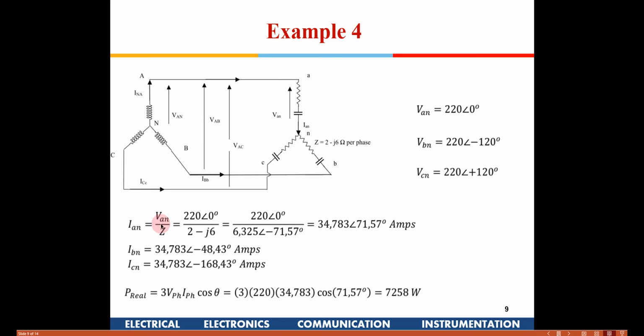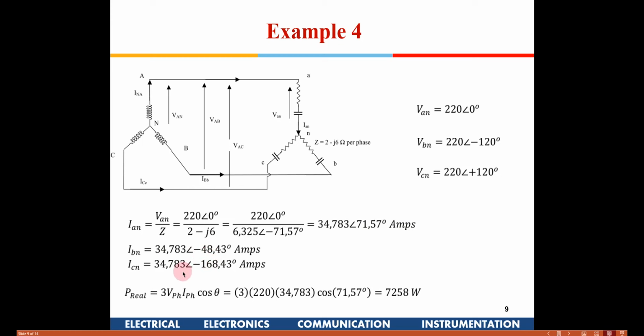Now we compute the phase currents. That is the voltage divided by the impedance. So we just compute one value: 220 divided by this. So you get the current, which is written like this, 34 point something. I think the comma is actually a decimal point. So this is the current which we get. Then Bn and Cn are just the same as An with a 120-degree phase shift from here.